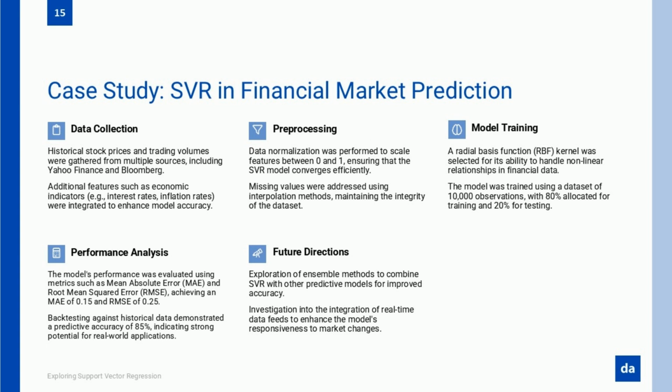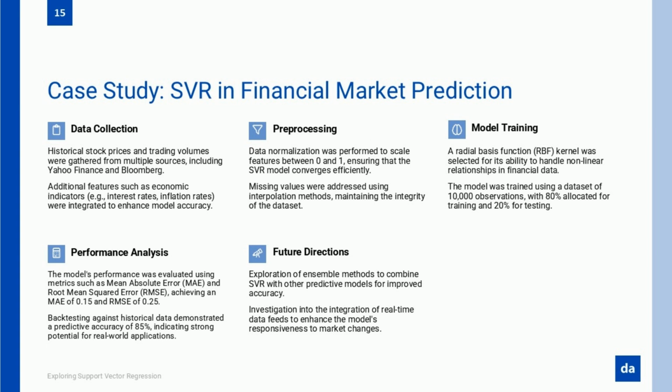Gamma was fine-tuned to determine how much influence each data point had on predictions. After training the model, predictions were generated for future stock prices, and the results were compared against real market values. The model's performance was evaluated using mean absolute error, MAE, and root mean squared error, RMSE. The final results showed an MAE of 0.15 and an RMSE of 0.25, indicating that the SVR model was able to make reasonably accurate predictions.